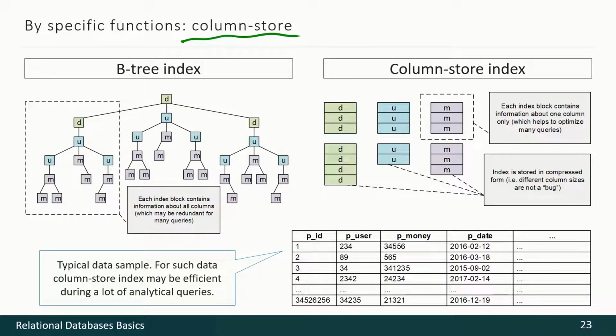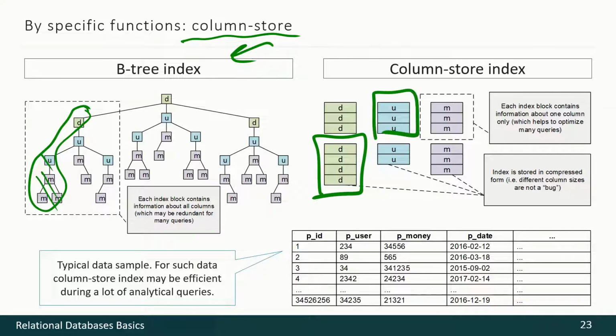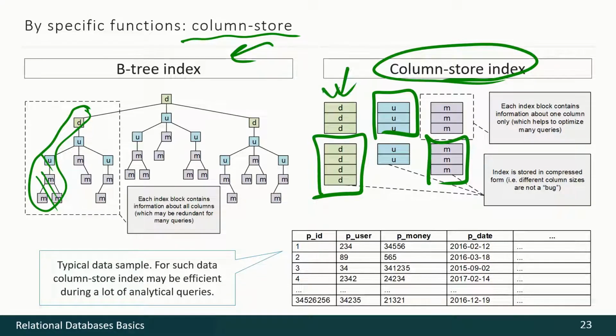Column store indexes are easy to understand in comparison with balanced tree indexes. Balanced tree indexes usually have information about several fields of a record, but there may be a situation when we do not want to use several fields. We want to use one field only. So a column store index stores, in compressed form, information about each separate column. And here is the example.